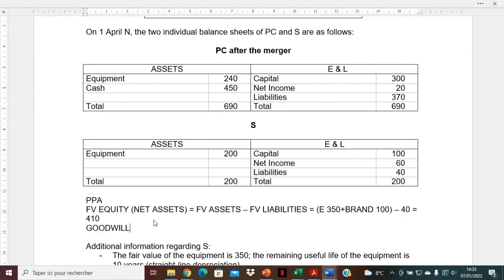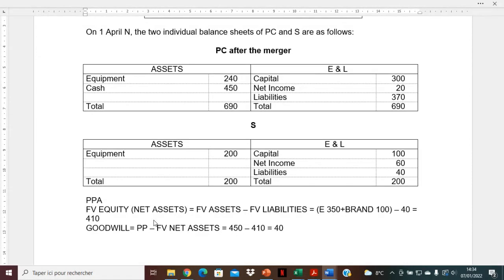Goodwill now is defined as the difference between the purchase price and the fair value of net assets. So the purchase price in our case is 450, and the fair value of net assets is 410, which means we have a goodwill of 40. Okay, that's one possibility.